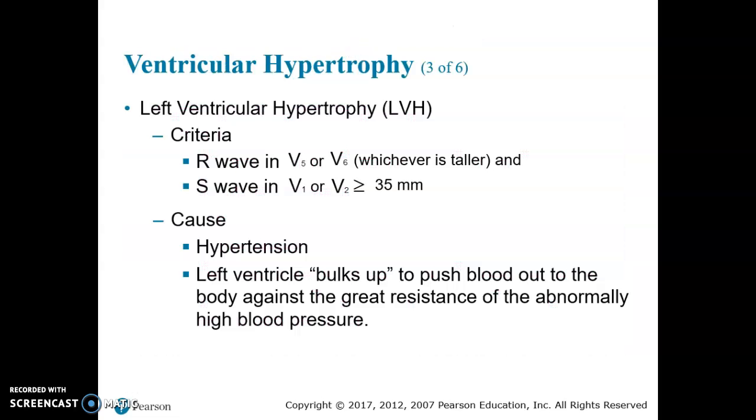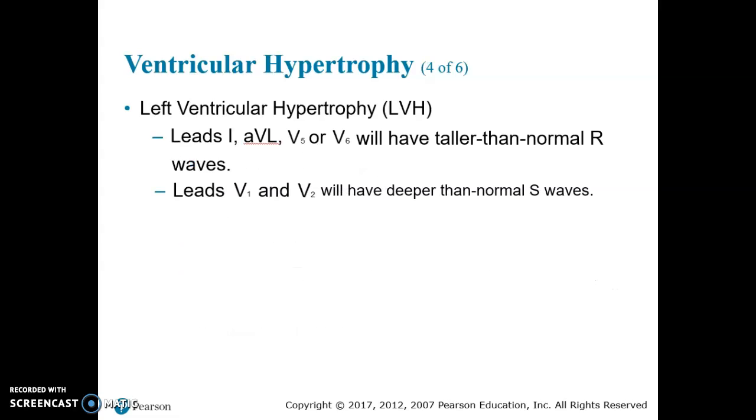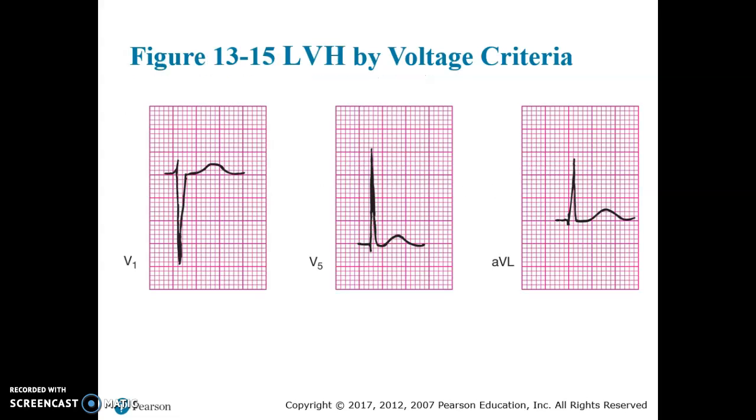And then with left ventricular hypertrophy, LVH, you're going to see that R wave in V5 or V6 taller, and that S wave in V1 or V2 is going to be greater than or equal to 35 millimeters. Again, with hypertension, it's pushing against a high resistance in the body. So that's why you see that ventricular hypertrophy. Taking a peek here, this is what you would see in that situation.